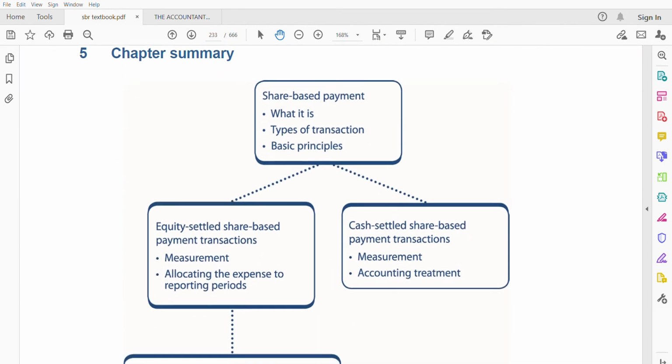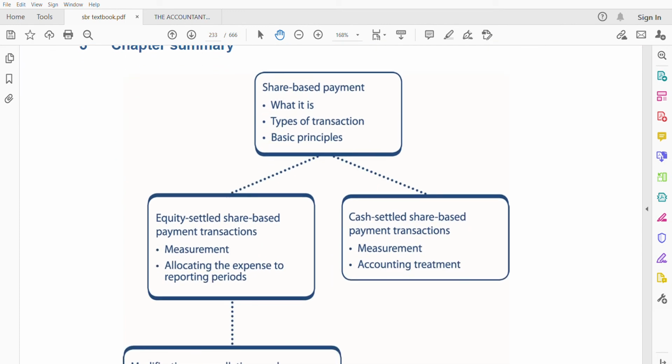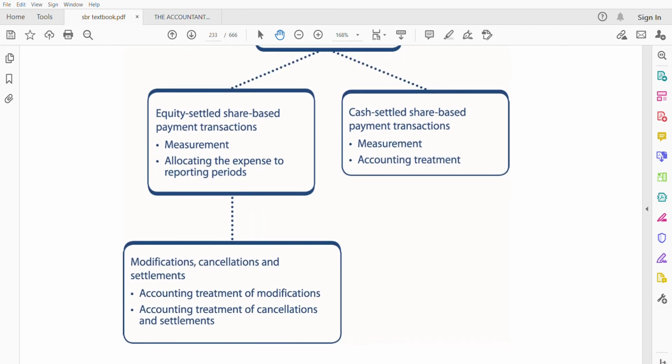Now let us summarize what we went through. We went through share-based payment, what it is, what the types of transactions are, and what the basic principles are. We went through two payments: one is equity-settled share-based payment, the other is cash-settled. When it's equity, we debit expense, we credit equity. When it's cash, we debit expense, we credit liability. In terms of spreading expense, it's the same for both. Then we had modification, cancellation, and settlement. The accounting treatment of modification is different, while cancellation and settlement are the same. That's why cancellation and settlement are taken together. Only modification is different.